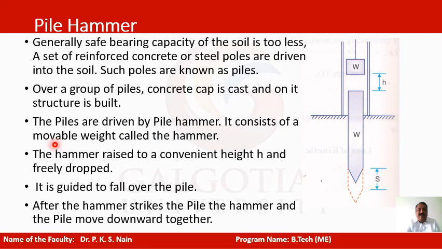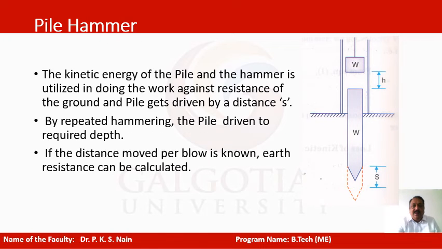It consists of a movable weight called the hammer. The hammer is raised to a convenient height h and freely dropped. It is guided to fall over the pile, and after the hammer strikes the pile, the hammer and pile move downwards as a combined unit. So the kinetic energy of the pile and the hammer is utilized in doing work against the resistance of the ground, and the pile gets driven by a small distance s. By repeated hammering, the pile is driven into the earth to the required depth, and if the distance moved per blow is known, the earth resistance to the movement of the pile can be calculated easily.